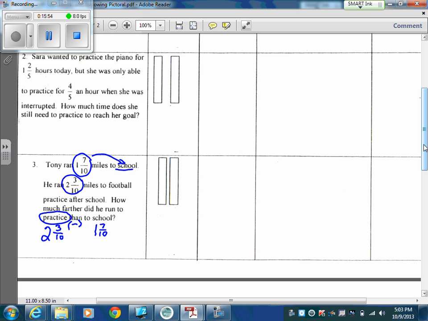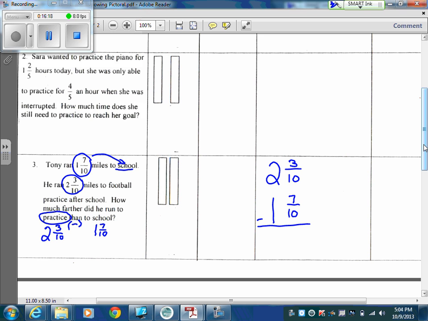Okay, so I set it up. I have 2 3/10 and 1 7/10. And we can still think of this like pizzas. I've got 2 full pizzas and 3/10 of another. I need to subtract 1 whole pizza and 7/10 of another. Okay, you can always think pizzas. We can always change it.